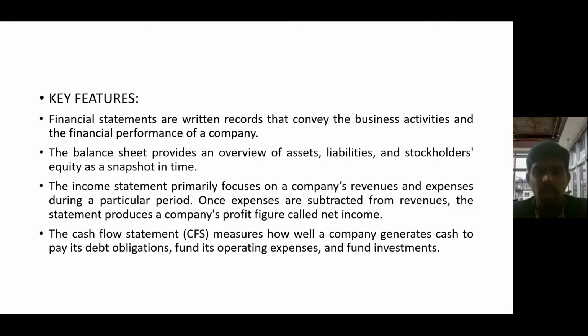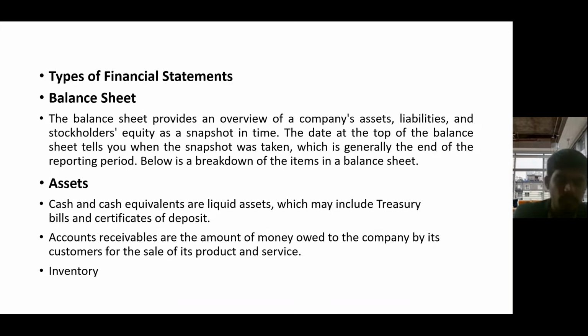Okay, so these are the key features of our financial statements. Next, let us move to subunit 1.2, called the types of financial statements. The first and foremost type is the balance sheet. So what is a balance sheet now? A balance sheet provides an overview of a company's assets, liabilities, and stockholders' equity as a snapshot in time.